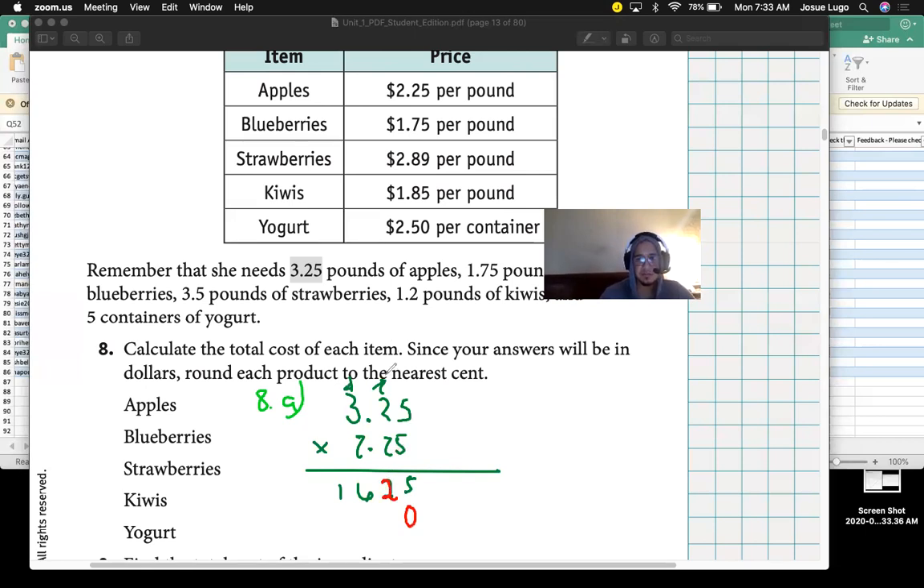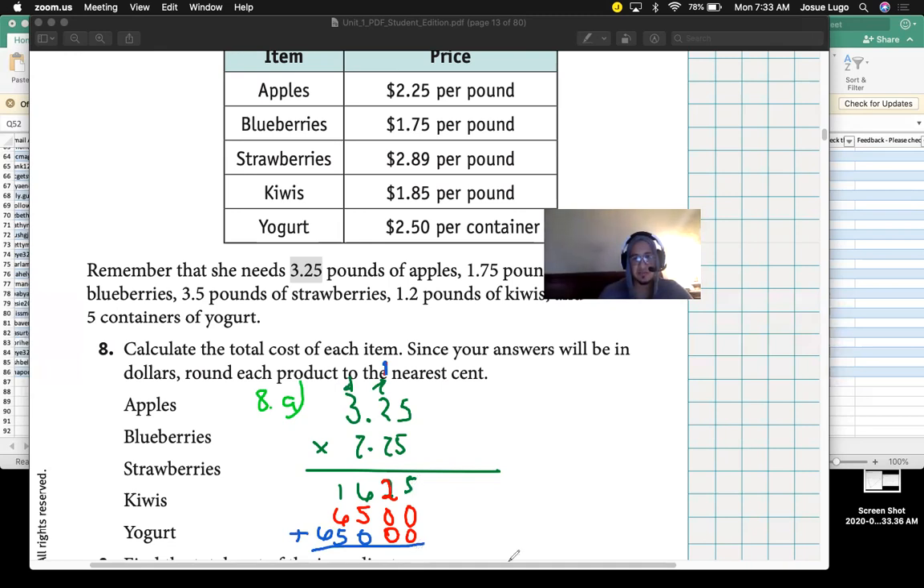2 times 5 is 10. 2 times 2 is 4, plus 1 is 5. 2 times 3 is 6. I'm done not only with the 5, I'm also done with the 2. Now let's move on to the final 2. 2 times 5 is 10 again. 2 times 2 is 4, plus 1 is 5, and 2 times 3 is 6. I know it's kind of cramped down here, but now let me add these together.